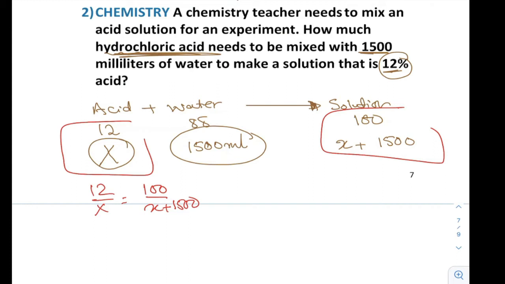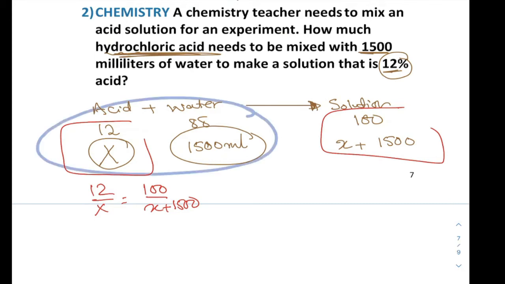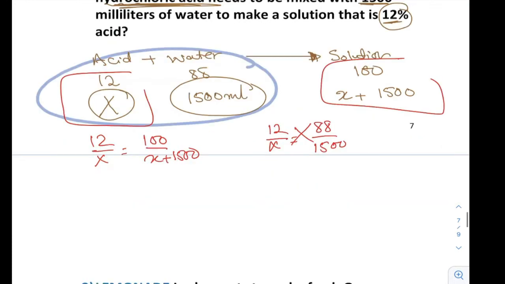We can use this one as well. So I will use this one. 12 over x is equal to 88 over 1,500. And I will cross multiply. So this will be 88x is equal to 12 times 1,500. I will multiply 12 times 1,500. It will be 18,000. Dividing both sides by 88.